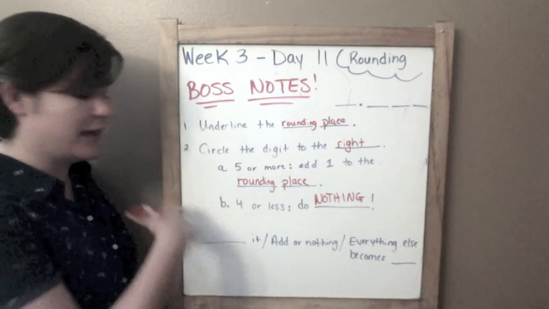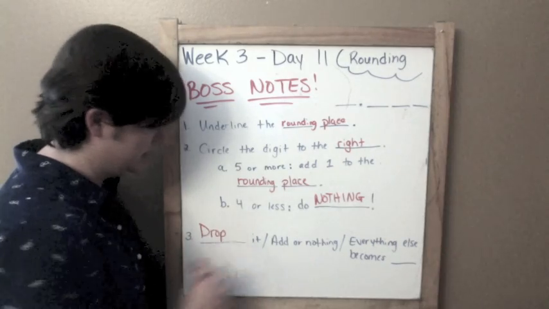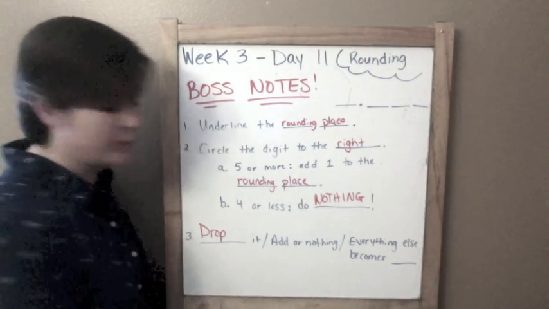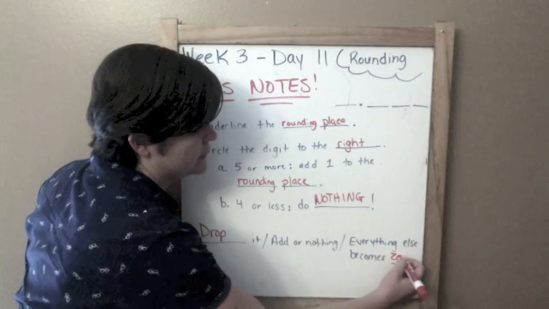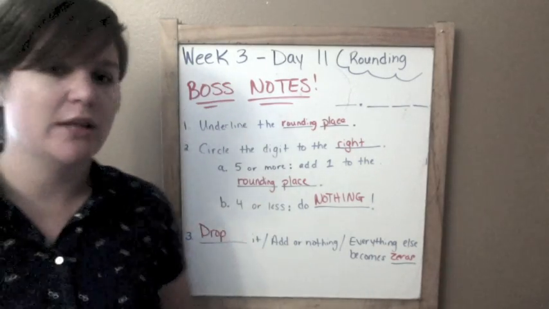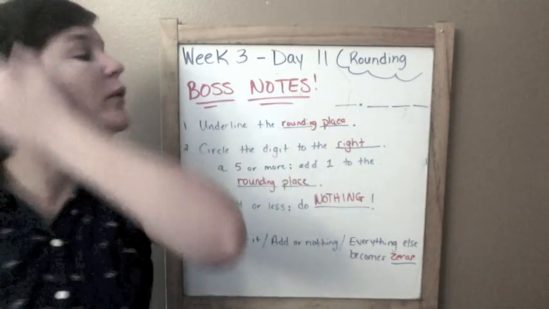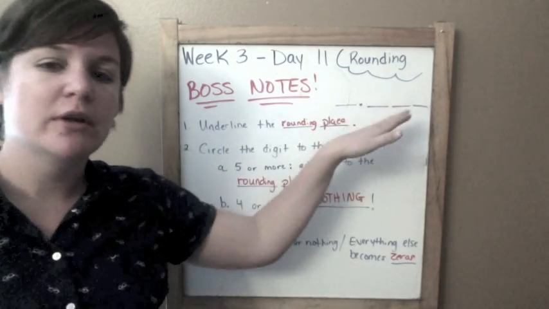And finally, after we've done all that, we are going to drop it, add or nothing, and everything else becomes zeros. Now, I know that sounds kind of weird and funky, but we're going to put all of this into play in just a moment. I did not add this onto the workbook, but I want you, just right up top, to record this.